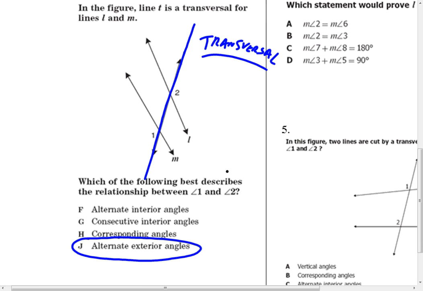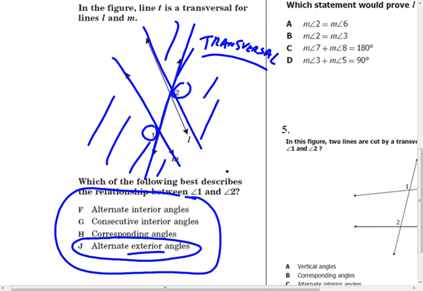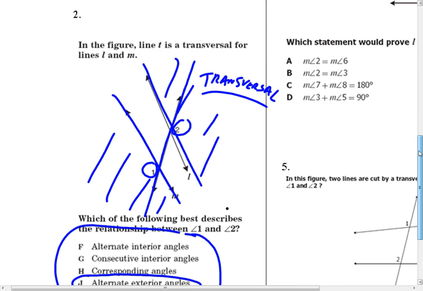Alternate really means left and right. We've got the one on the left, we've got the two on the right. Exterior is everything outside of the parallel lines. So everything this way, everything this way. Once again, did that mention anything about parallel lines? No. So we don't need parallel lines to use these terms. Once we start saying that they're equal or supplementary, then we need things to be parallel.